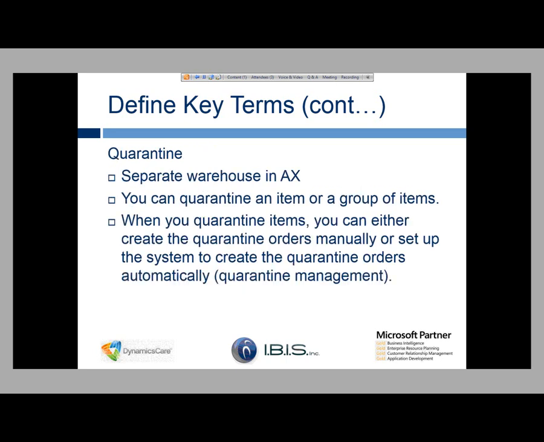In quarantine, any item that needs to be quarantined because it has not been inspected or it has not passed your quality standards, those items are set into a quarantine warehouse in AX, which is separate from your default warehouse in AX. This inventory cannot be allocated or reserved to sales orders or shipped to customers.